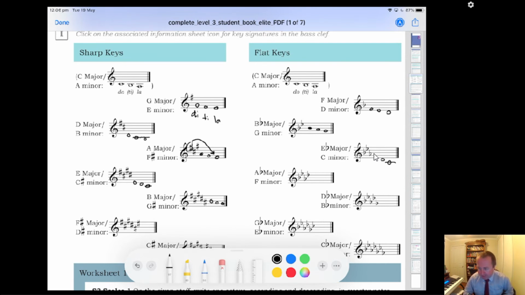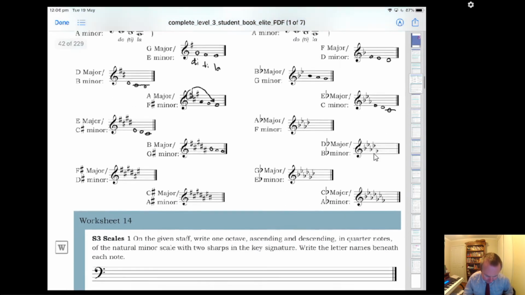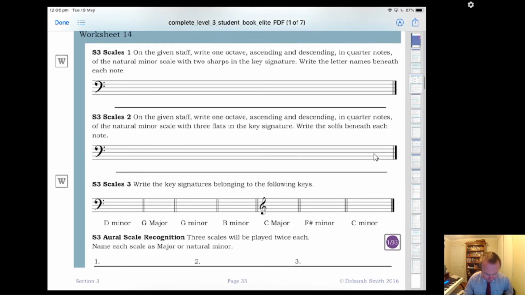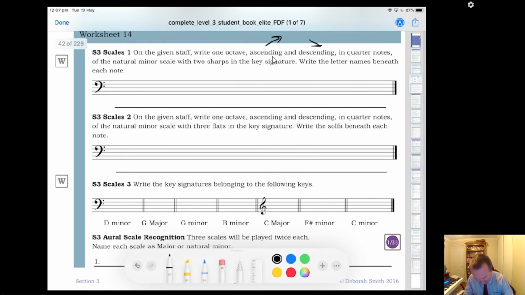So for today's lesson, we are going to write a few scales together. This is guided practice. We'll definitely get to writing our own when we're back at school next week. So let's have a go at these questions. Let's read them very carefully and have your pencil out ready to work as we're going. On the given staff, well, that's the musical lines, write 1 octave ascending and descending, in quarter notes.